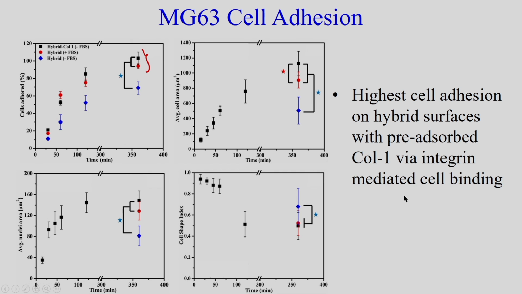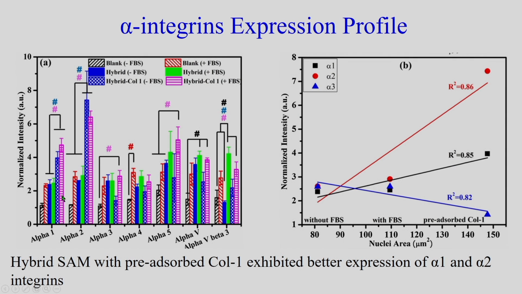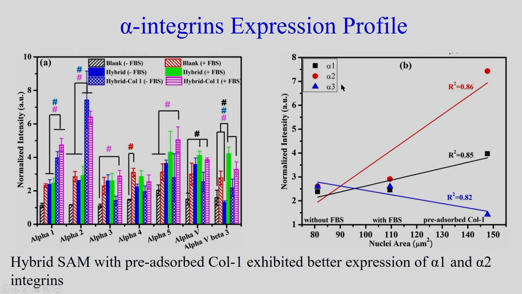So, we analyzed the integrin expression and see how it changes. We analyzed three integrins, alpha 1, alpha 2 and alpha 3. If you remember, an integrin is a heterodimer and has 18 subunits, or you can say 18 different types of integrins are available. So, we analyzed alpha 1, alpha 2 and alpha 3, and this is alpha 1, alpha 2, alpha 3, alpha 4, alpha 5, alpha V, beta 3. So, all alpha integrins were analyzed here.